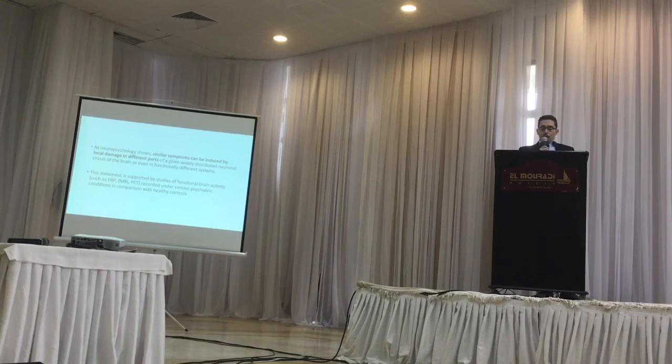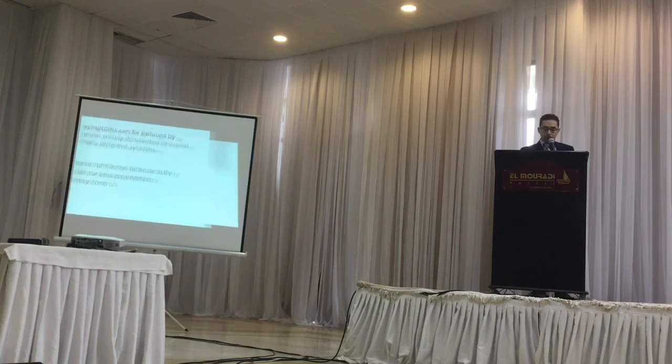So, we know that similar symptoms may be induced by a local damage in different parts of a given widely distributed neuronal circuit of the brain. And this statement has been supported by many studies of functional brain activity such as ERP, fMRI, PET recorded under various psychiatric conditions in comparison with healthy controls. So we are going through some examples. First of all, from neuroimaging.